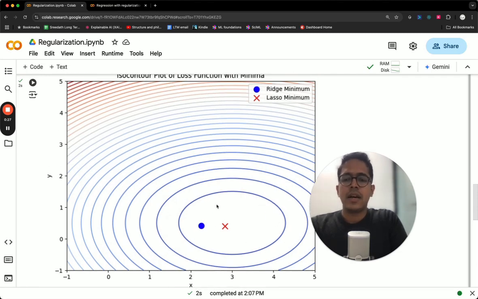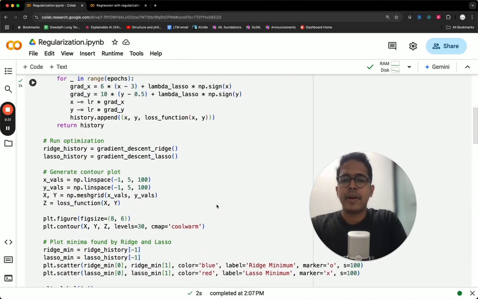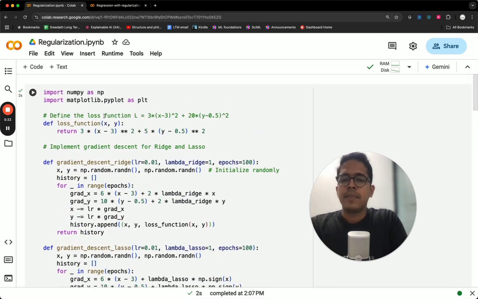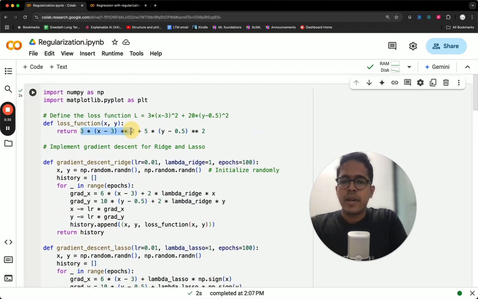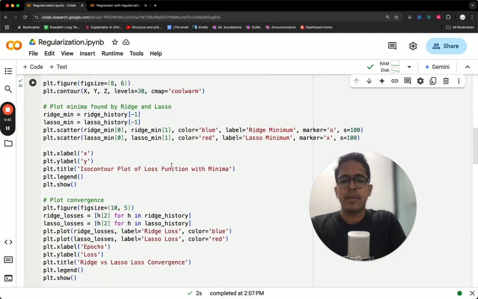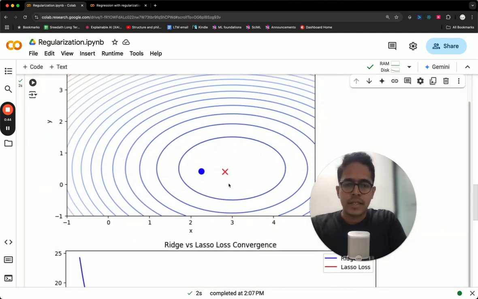These ellipses correspond to our loss function. What is the loss function? I have defined the loss function to be (3x minus 3) the whole squared plus (5y minus 0.5) the whole squared. So the minima of the loss function happens at 3, 0.5. Is it 3, 0.5? Yes, x equal to 3 and y equal to 0.5. So that is indeed where you can see the center of this ellipse is lying.